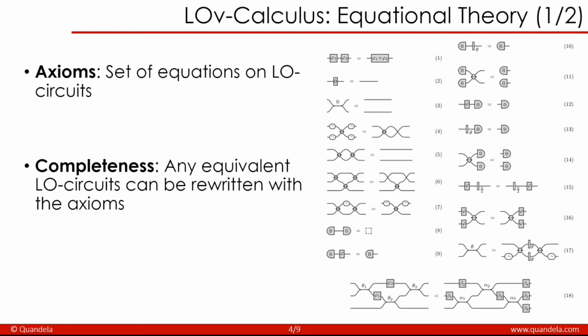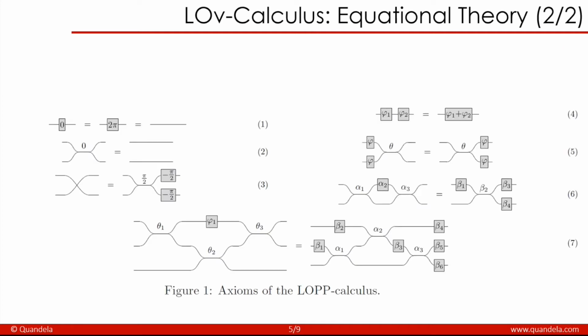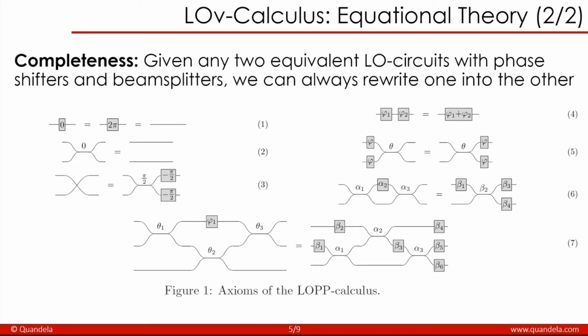However, as you can see, there are a lot of equations, so we try to be a bit simpler this time, and we just introduce a smaller set of equations, which are basically linear optical circuits, but only with phase shifters and beam splitters, as you can see. And for that smaller subset of equations, we have also shown that it is complete. So given any circuits with the components of beam splitters and phase shifters, we can rewrite one into the other. Here we have the equations, and I would like just to introduce some examples of what they can be used for.